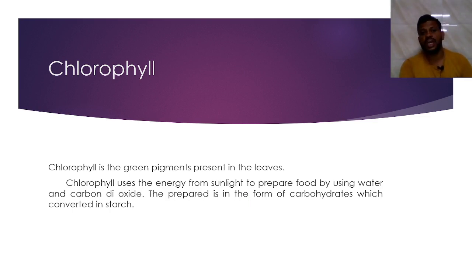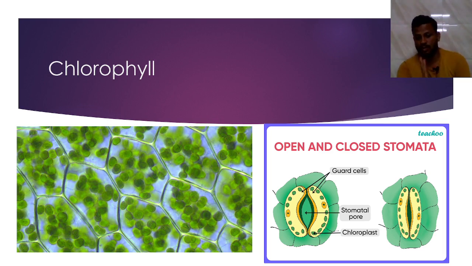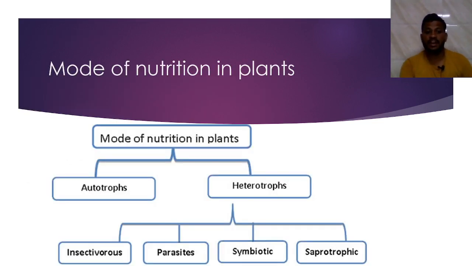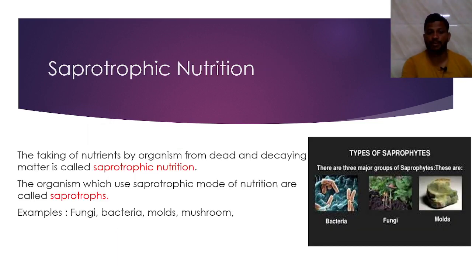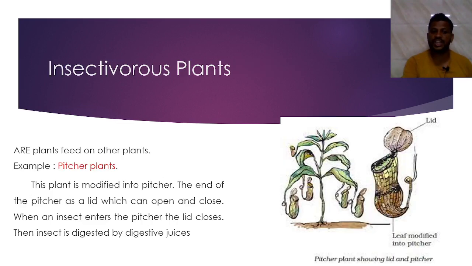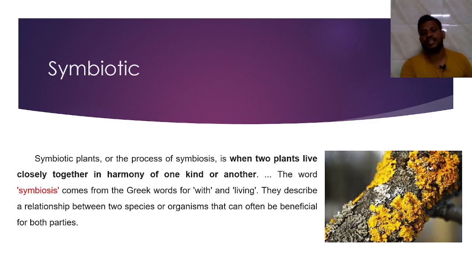We discussed chlorophyll and stomata, and we saw the functions and role of stomata. We saw the modes of nutrition in plants, especially the autotrophic mode of nutrition. There are four types of nutrition in heterotrophs: saprotrophic nutrition, the parasitic mode of nutrition, insectivorous nutrition, and symbiotic nutrition.